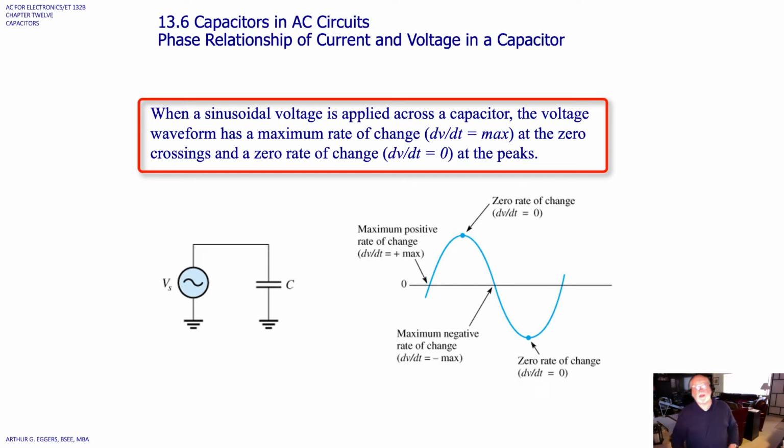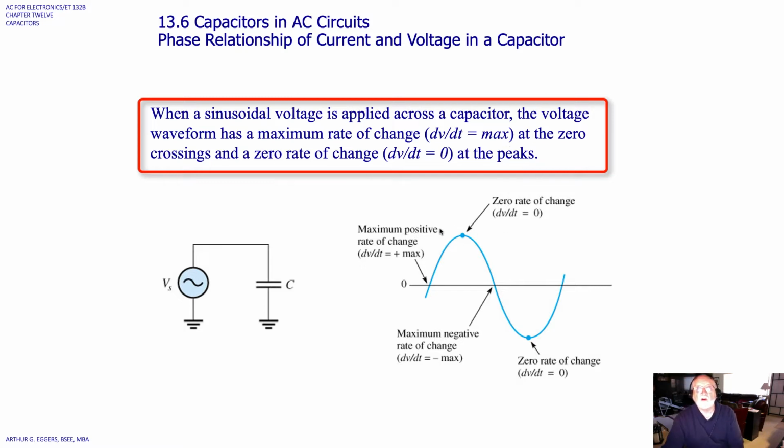Okay, so we start looking at just a simple circuit here where we have a sinusoidal source, an AC source, and a simple capacitor in a circuit here. So when a sinusoidal voltage, V sub S, is applied across a capacitor, the voltage waveform has a maximum rate of change of dV by dt. So the expression here is telling us it goes max, okay?